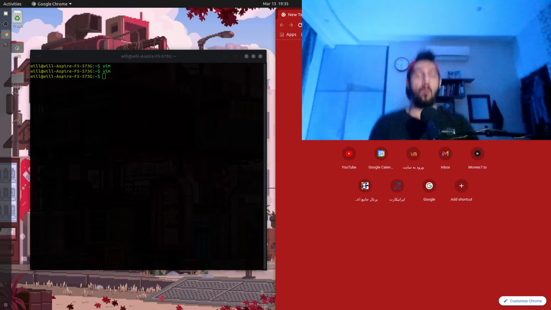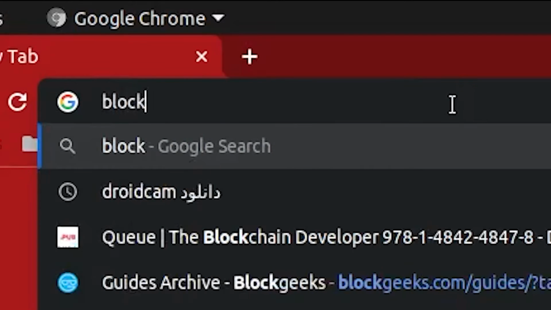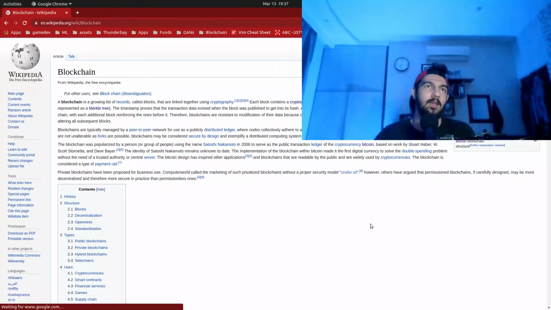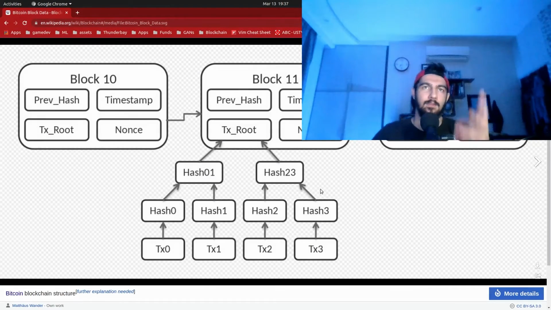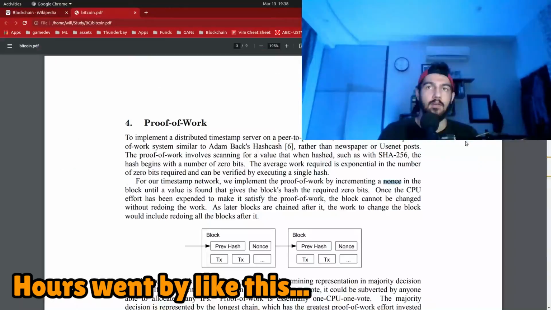Let's go, baby. First of all, we need to search blockchain because I don't know the first thing about blockchain. So, this is a blockchain. Previous hash, timestamp, nonce. I don't know what that nonce is. That's nonsense.